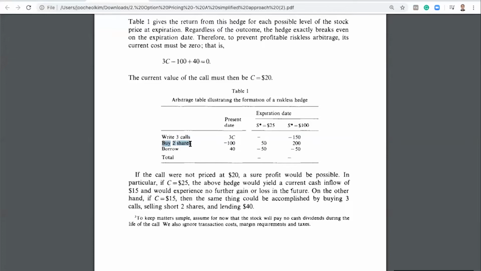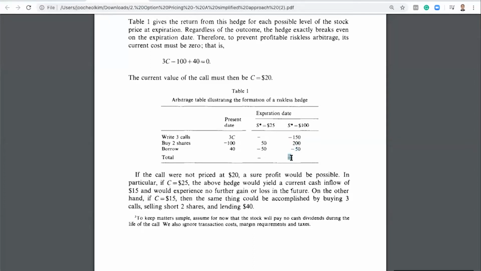Now I'm going to take care of my stock. I have 2 stocks, and each one goes up to $100. If I sell them back, I will get $200 into my pocket. And for the bank, it doesn't matter whether the stock price goes up or goes down. I have to pay back the same amount of money. That's the meaning of this last column. But again, when you add these 3 numbers, you will get 0.